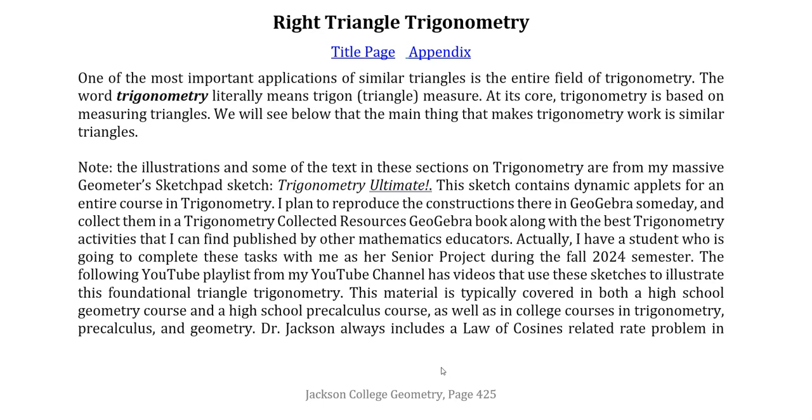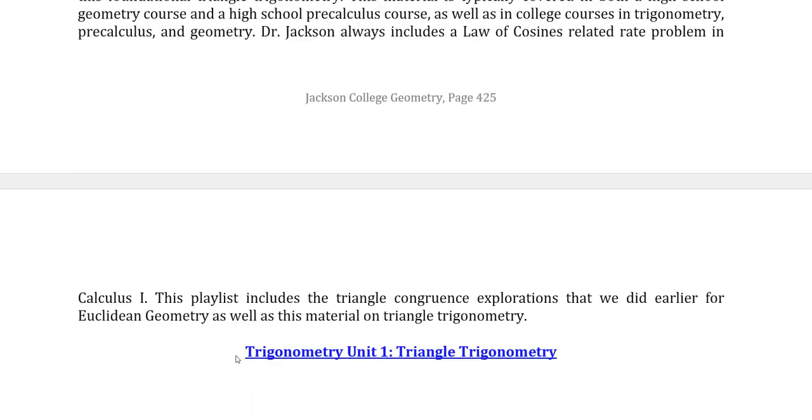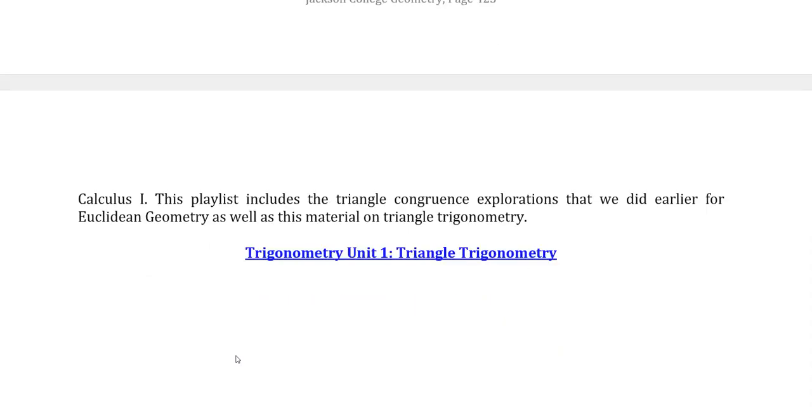This material is typically covered in both a high school geometry course and a high school pre-calculus course, as well as courses in trigonometry, pre-calculus, and geometry. I always include a law of cosines related rate problem in Calculus 1. And so there's a lot of stuff there. So this Trigonometry Unit 1 playlist, which is one of my other playlists you can see on my YouTube channel, has a lot of the same material in it.